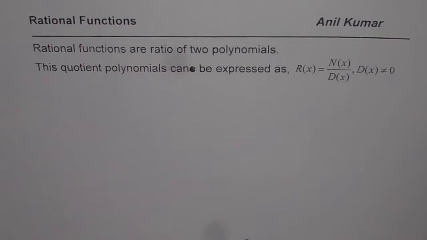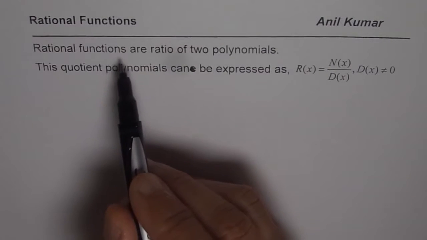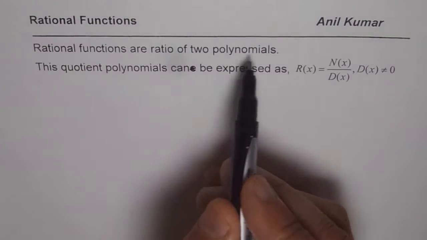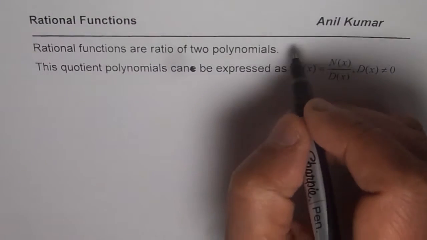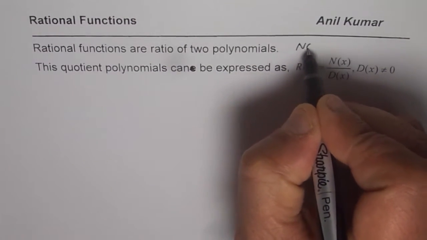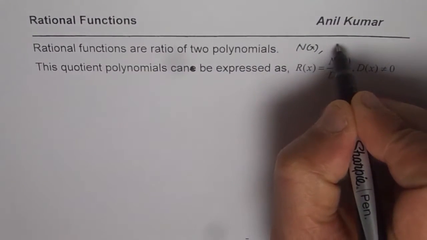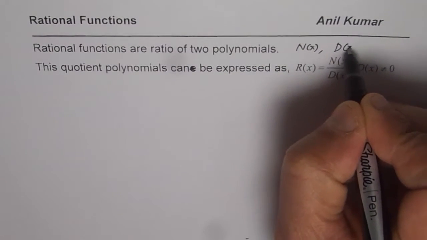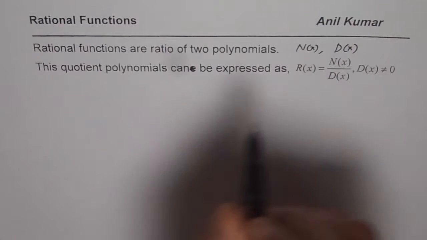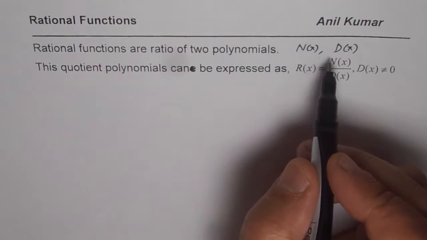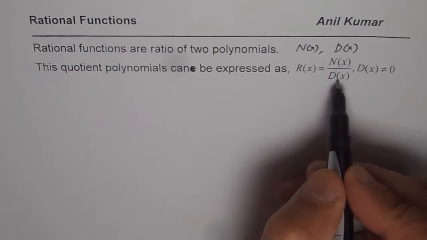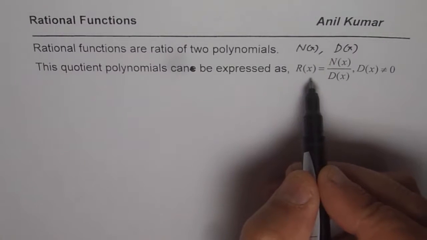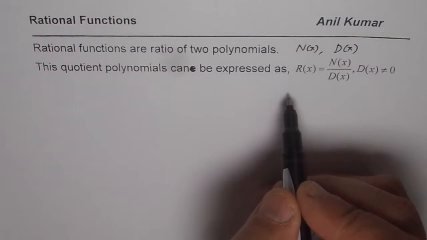I'm Anil Kumar, and in this video we will discuss and try to understand what rational functions are. Basically, rational functions are ratios of two polynomials. So let us say we have a polynomial n of x and another polynomial d of x. In that case the quotient of these polynomials, that is to say n of x over d of x, will be termed a rational function, right?